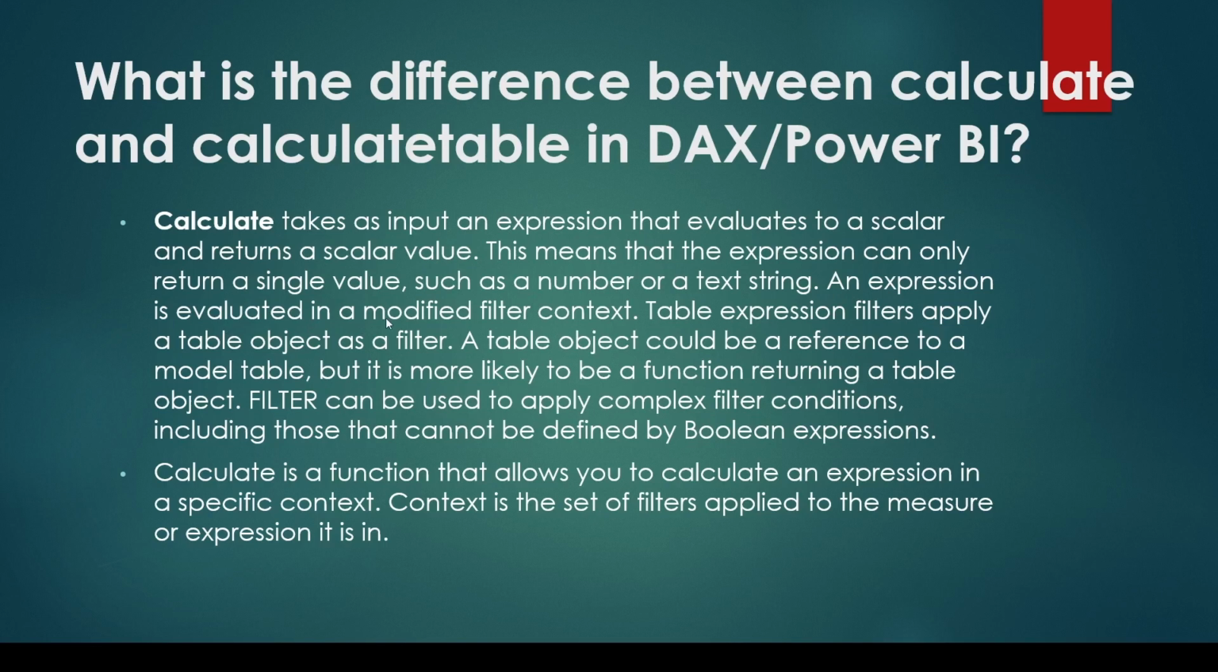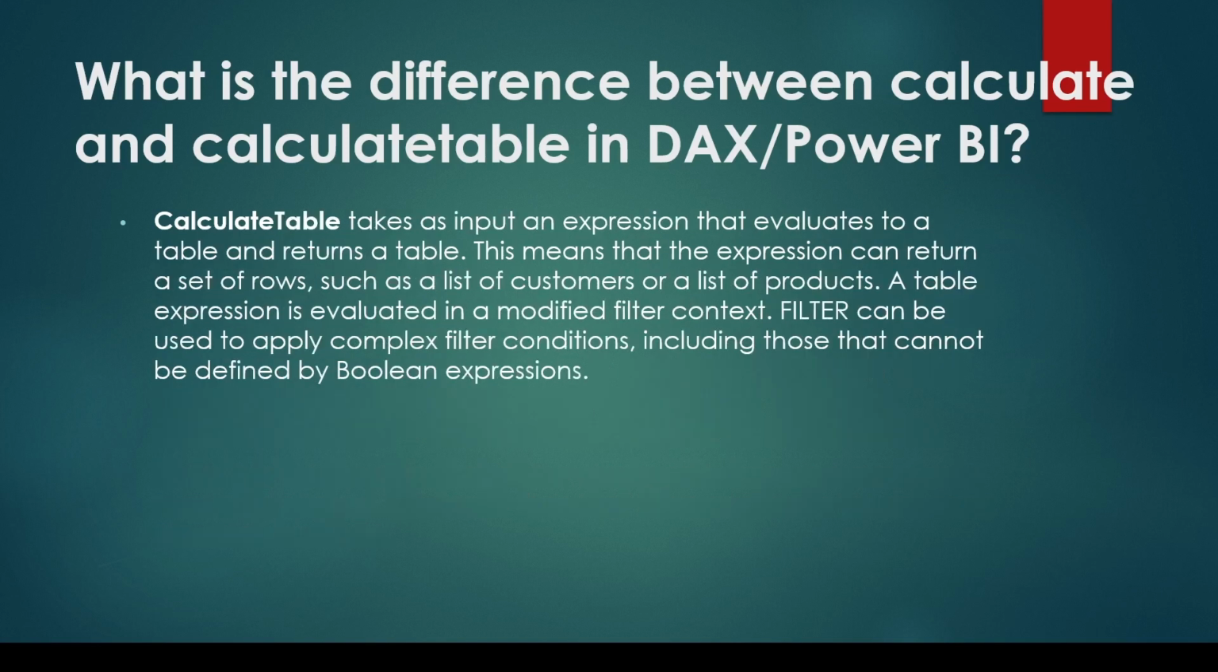An expression is evaluated in a modified filter context. The table expression FILTER applies a table object as a filter. A table object could be a reference to a model table, but it is more likely to be a function returning a table object. FILTER can be used to apply complex filter conditions, including those that cannot be defined by a Boolean expression. CALCULATE is a function that allows you to evaluate an expression in a specific context. Context is the set of filters applied to a measure or expression it is in.